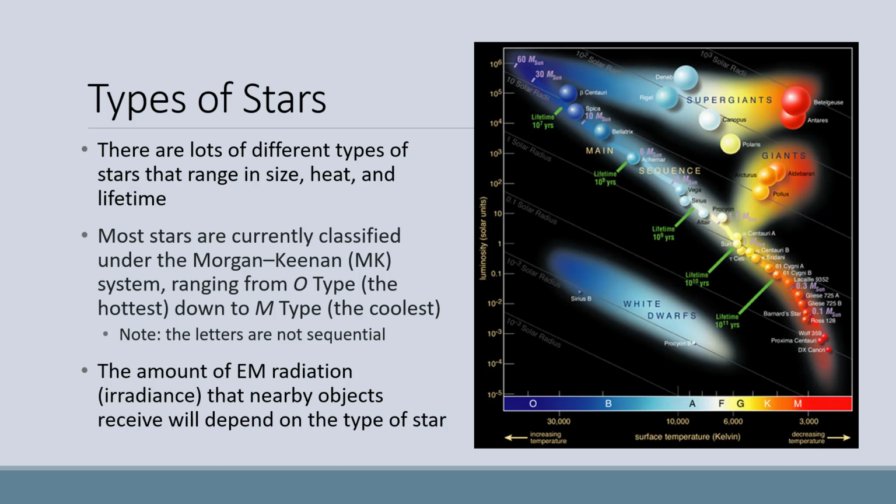As a star gets bigger, denser, and hotter at the center, the rates of fusion rise much faster, and the star loses energy more quickly, so they tend to burn out faster. That means they have a shorter lifetime. Ultimately, the amount of EM radiation, or irradiance, that nearby objects receive will depend on the type of star.